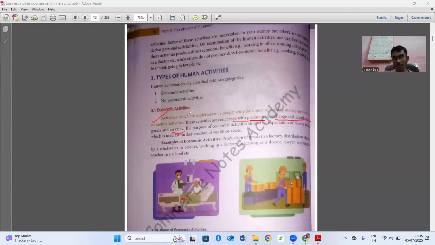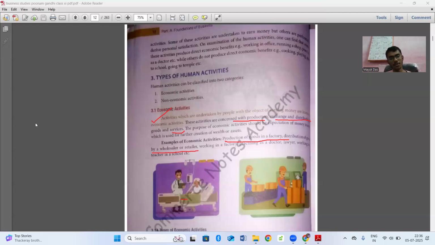But if I talk about exchange of goods, it can be like, I have bought some stuff from any shop or any grocery market, and in return I have given money. So this is an exchange of goods in return of money. Example of economic activities: production of goods in a factory. Yes, as I've said, factory means the industry. Distribution of goods by a wholesaler or retailer. Yes, this is also a great example.